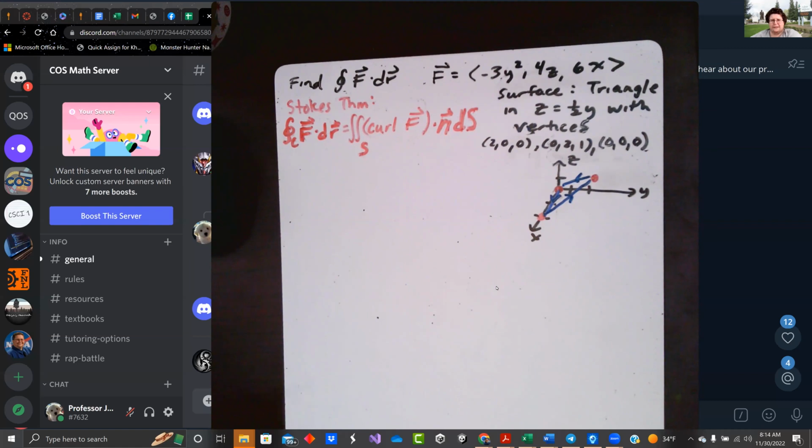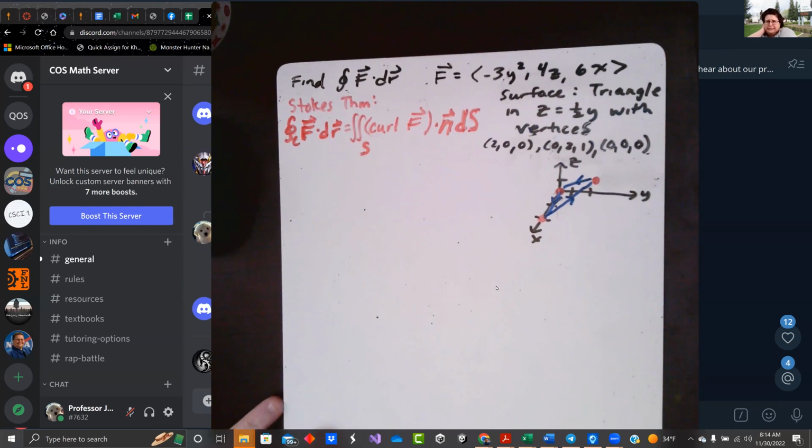All right, fine. So presumably you got that written down. Let's take a look at doing the curl of F, and then we'll decide on what surface we're going to go with from there.